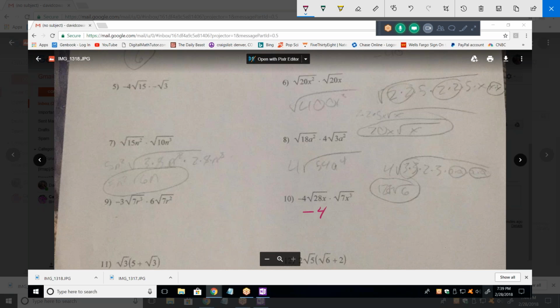-4 square roots of 196x to the 4th. Now, see, it's a little tougher to break down 196, isn't it? Yeah. So, to eliminate that, let's simplify the 28x first, because a 4 comes out of that, leaving behind a square root of 7. So that actually becomes this.